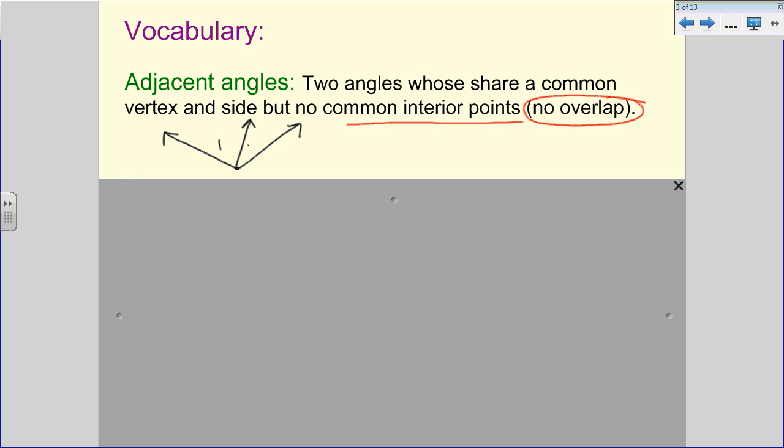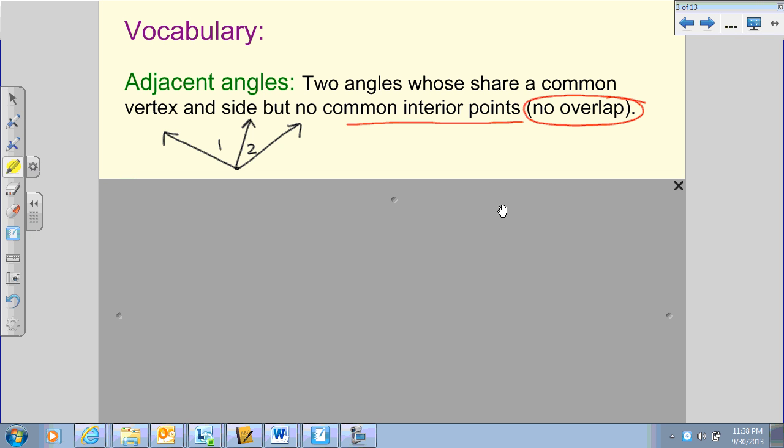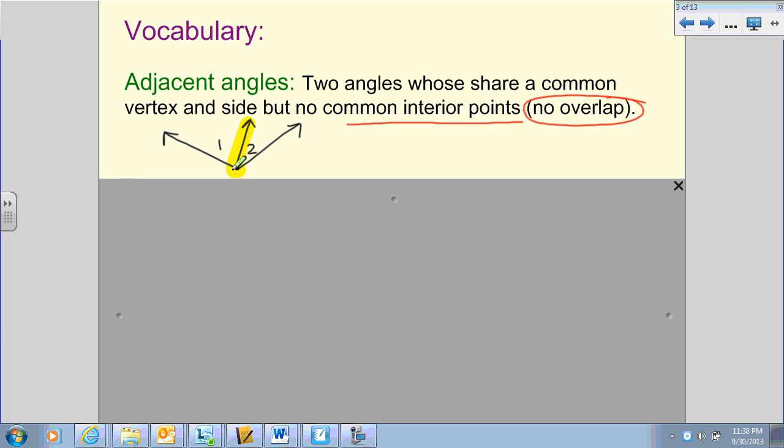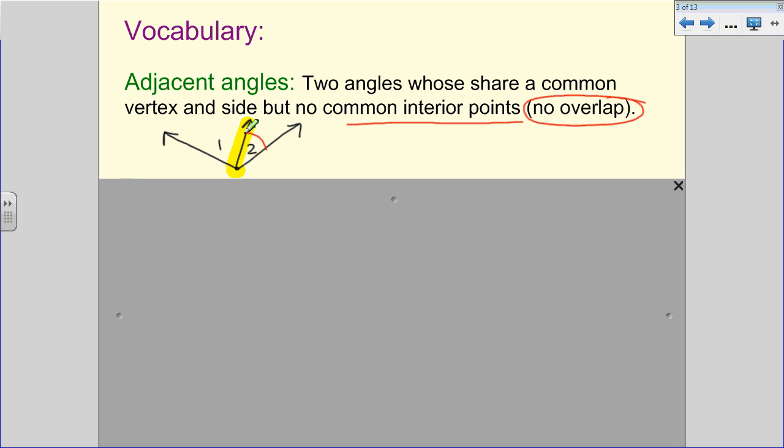So angle 1 and angle 2 are what we call adjacent angles because they have a common vertex and they have a common side. So they have to be right next to each other. They're adjacent to each other. But notice angle 2 is a distinct angle all on its own. Angle 1 is a distinct angle all on its own. There's no overlap between those two angles.